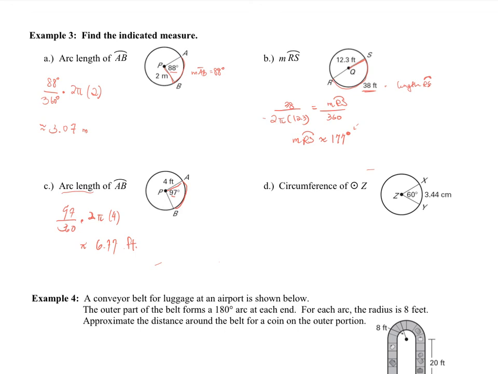And then D wants you to find the circumference of circle Z. And then we're given the arc length of XY and the central angle measure. So we could do 3.44 over the circumference equal to 60 degrees over 360 degrees, and circumference would be about 20.64 centimeters.